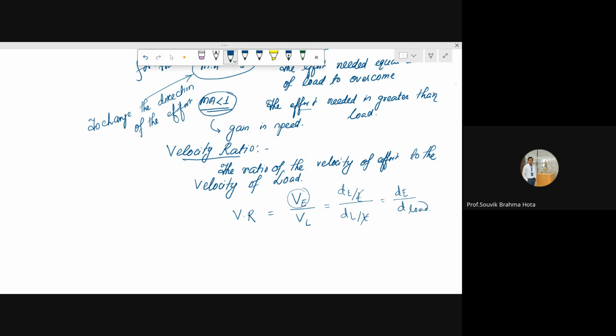Now in the velocity ratio also, the same as mechanical advantage, the conditions are there. When velocity ratio is equal to 1, the machine doesn't change the force or displacement, it basically changes the direction. In this condition, when VR is equal to 1, the machine changes the direction of the effort.